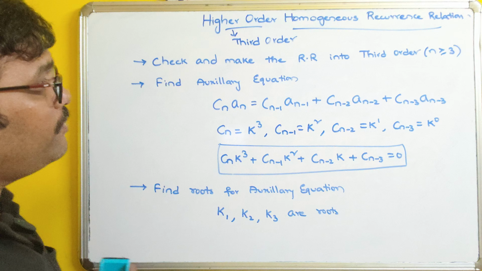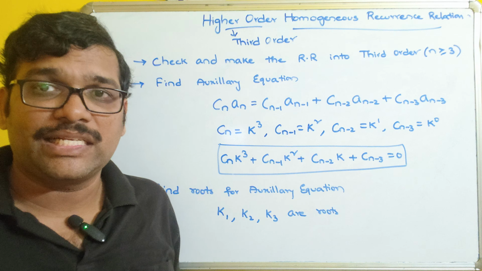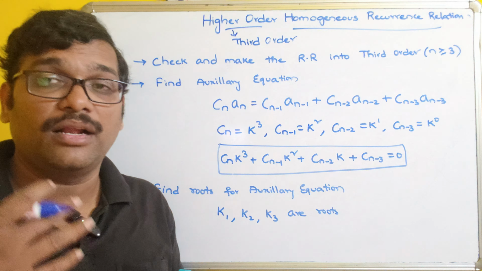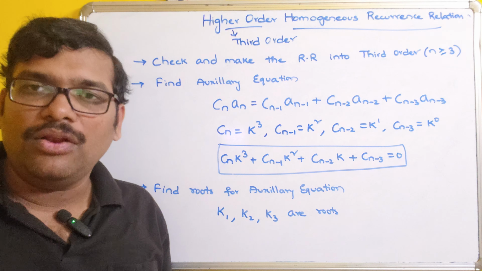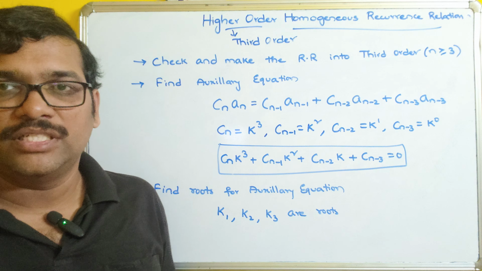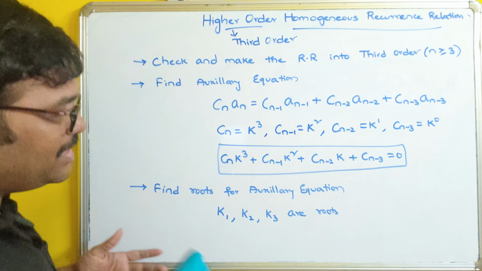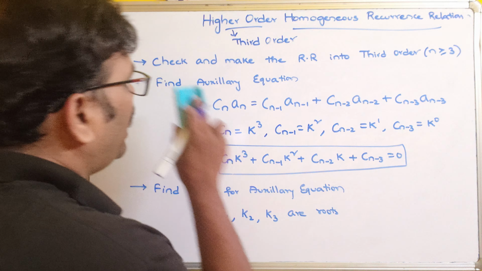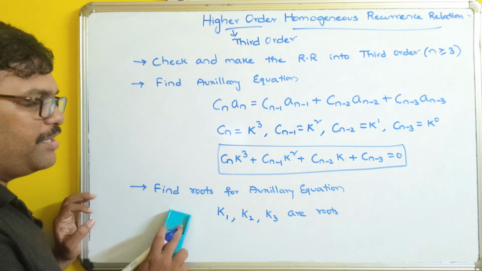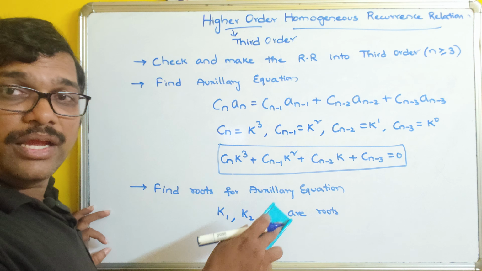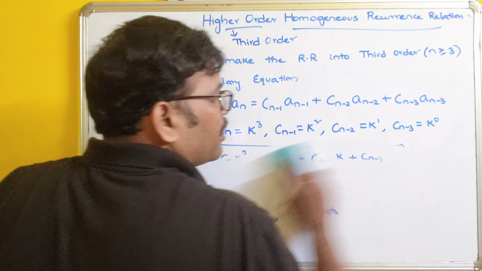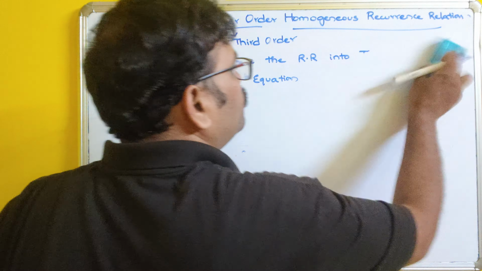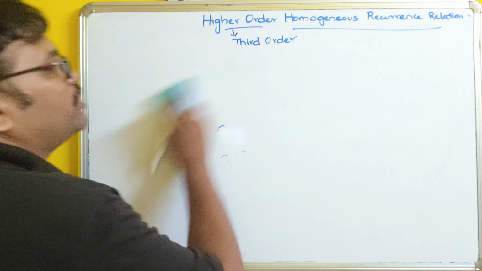So now here we will be having 3 cases. If the roots are distinct, or equal, or real and imaginary, similar to our second order. So what is the general solution for these 3 cases? Now I am arranging this one: first step, second step, third step. Now we are having k1, k2, k3 values. Now we need to find the general solution.